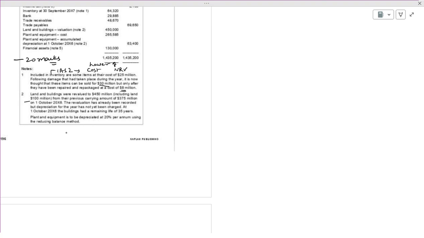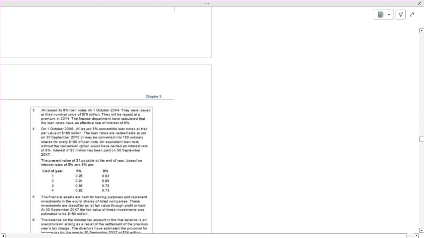Now, land and buildings, revalued how much? This is with respect to chapter 2, IAS 16. Revalued at 450 million, including land of 100 million, and the previous carrying amount is 375. The revaluation has been recorded, but depreciation for the year has not been charged. At the 1st October, the buildings had a remaining life of 35 years. Okay, plant and equipment to be depreciated at 10%.